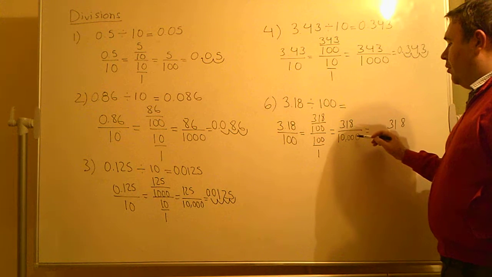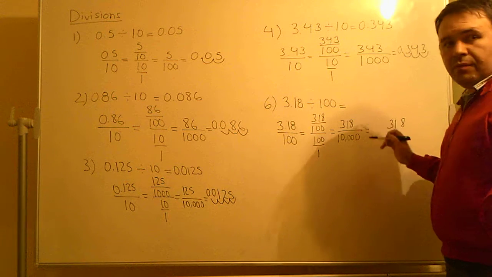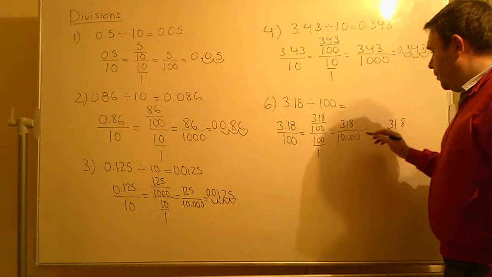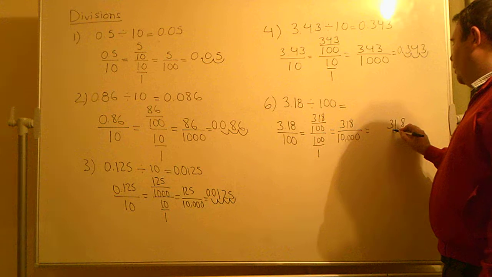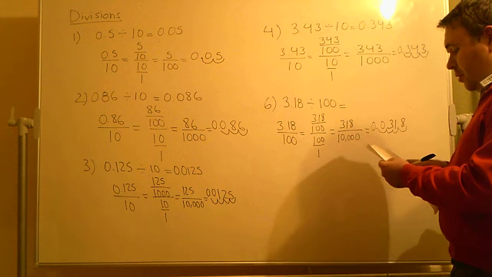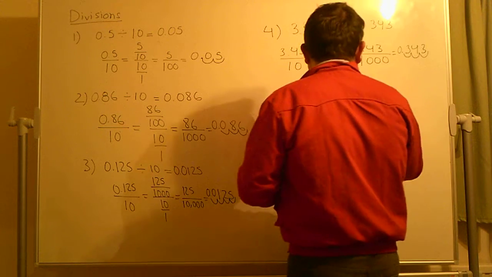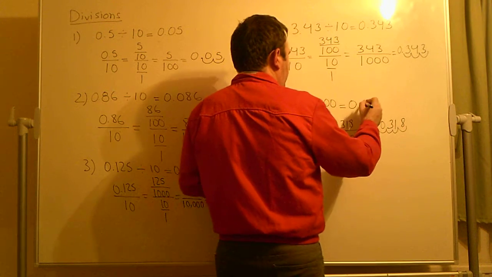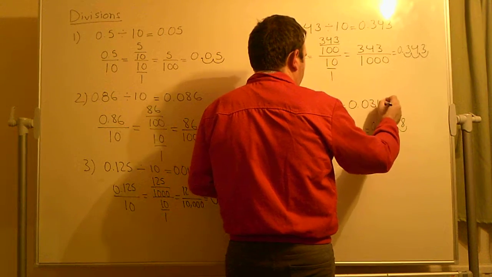So this will be 318, and how many places do we have to move the decimal point? Well, how many zeros do we have? We have 4, yeah? So this will be 1, 2, 3, and 4. So the final result will be 0.0318.